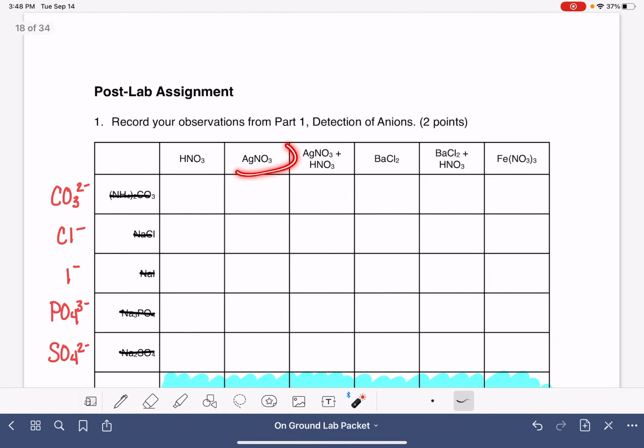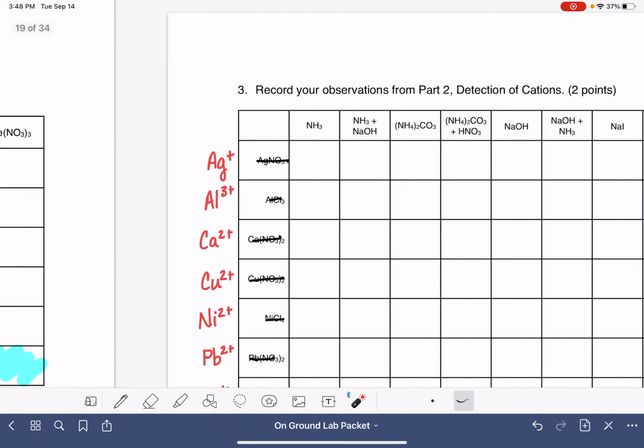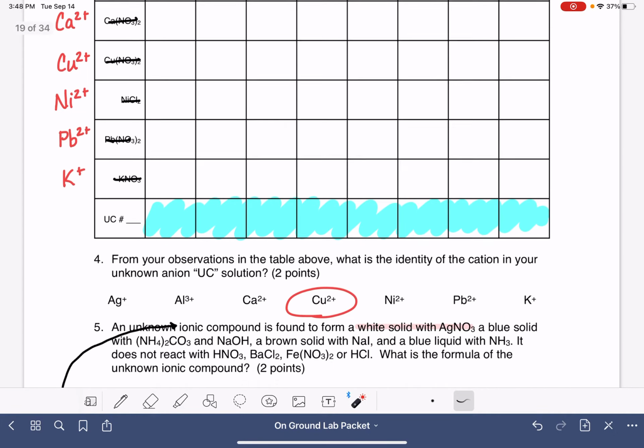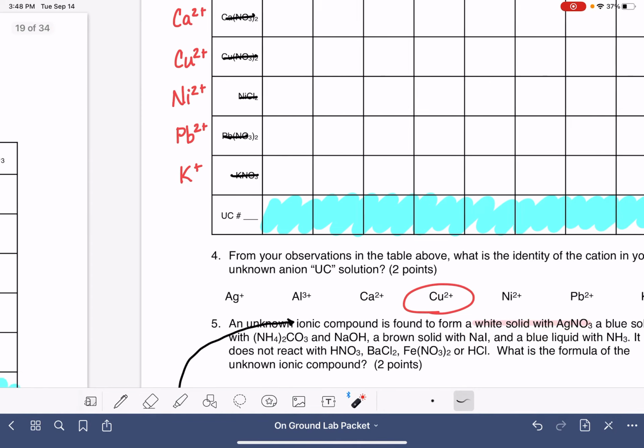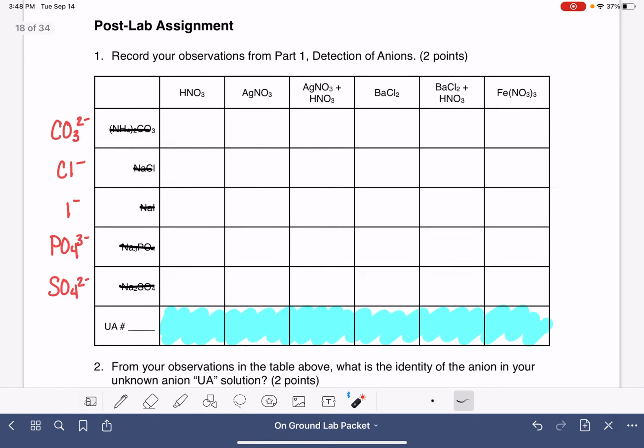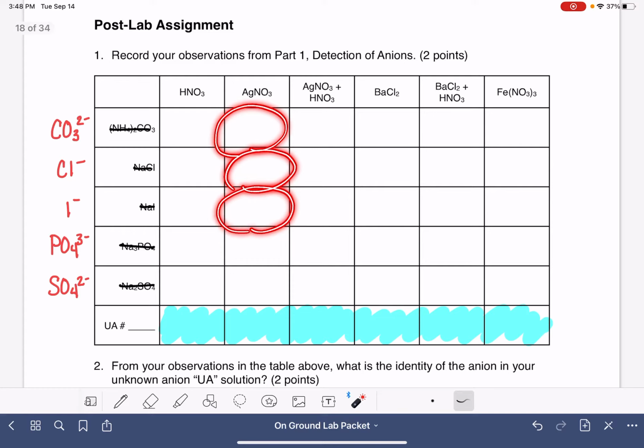Over here, we've got AgNO3. We're looking for, the question said, I've got to flip back to it, a white solid with AgNO3. So somewhere in our tests with AgNO3, one of these substances produced something that was white. White solid doesn't mean that it was actually a chunk like a rock. It may still have looked like it's in a liquid, because it would be mixed in a solution.